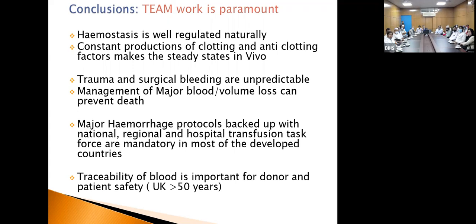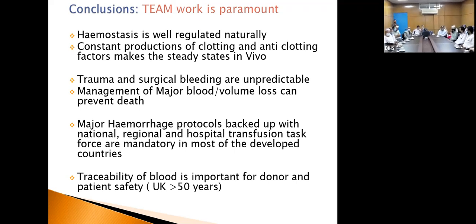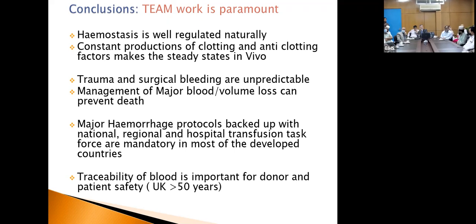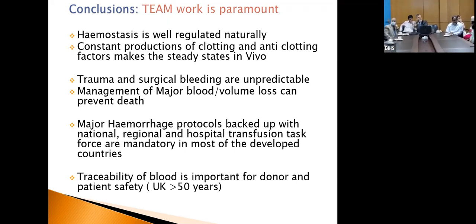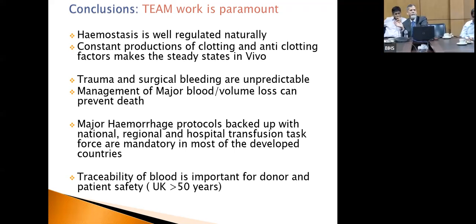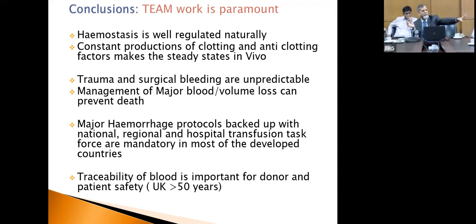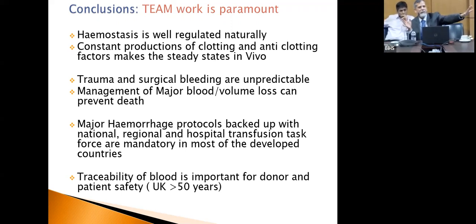All the blood is traceable: where the blood is collected, where it is processed, and who receives it, which hospital, which patient. They keep the record for about 50 years for the clarity and safety of the donor and recipient as well. No patient receives blood collected directly from the blood center coming to the hospital. All the blood is collected by the National Health Service blood transfusion system and transported to the big facilities. We have 3 or 4 big facilities, and it is processed there.